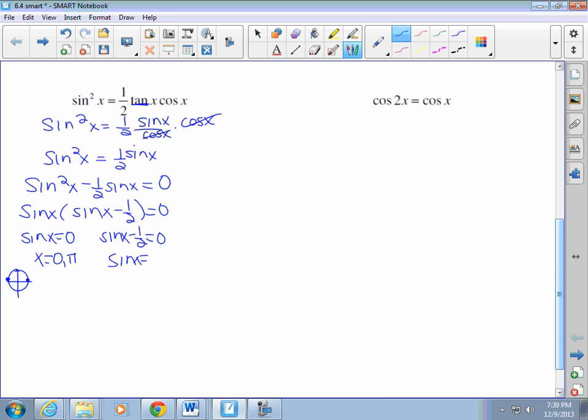Sine x is equal to 1/2. Well, from the example above, I found out that that's at 5 pi over 6 and pi over 6. So you can do a check to see if they work in both, and of course since they're both sine, they'll work fine. So my solution is 0, pi over 6, 5 pi over 6, and pi.